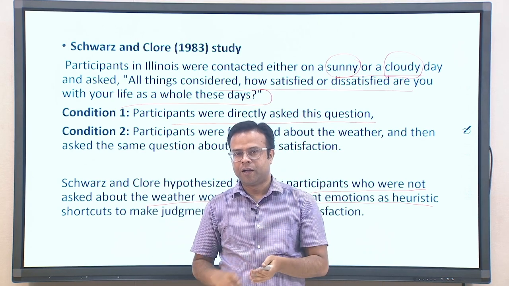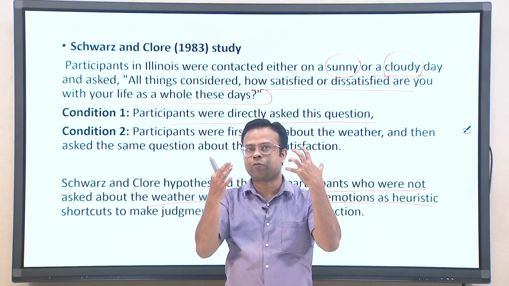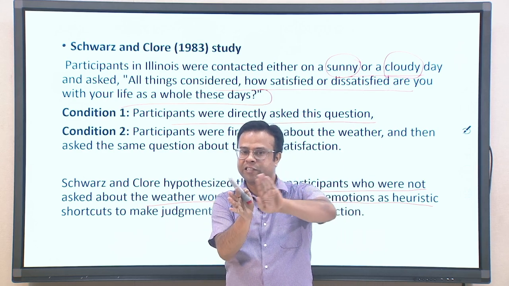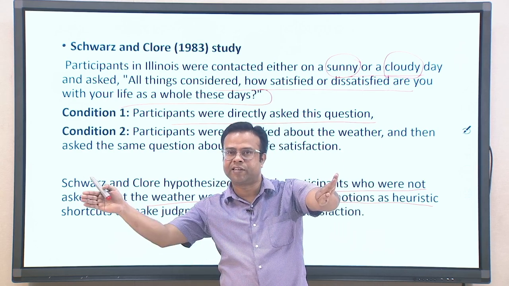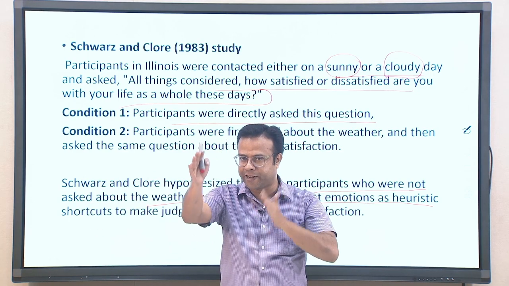According to them, in condition 2, because they realized the weather, they understood that they may be feeling good or bad because of the weather. So, they will separate it out and their judgment of life satisfaction will be separate. So, these two conditions made these things very clear.